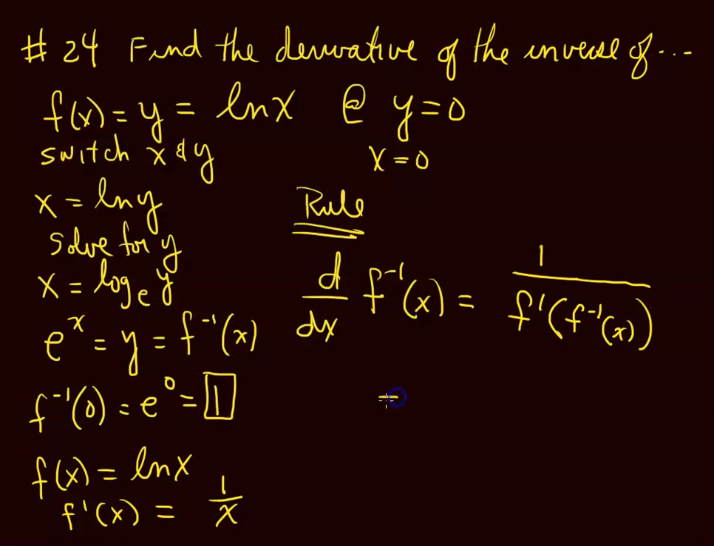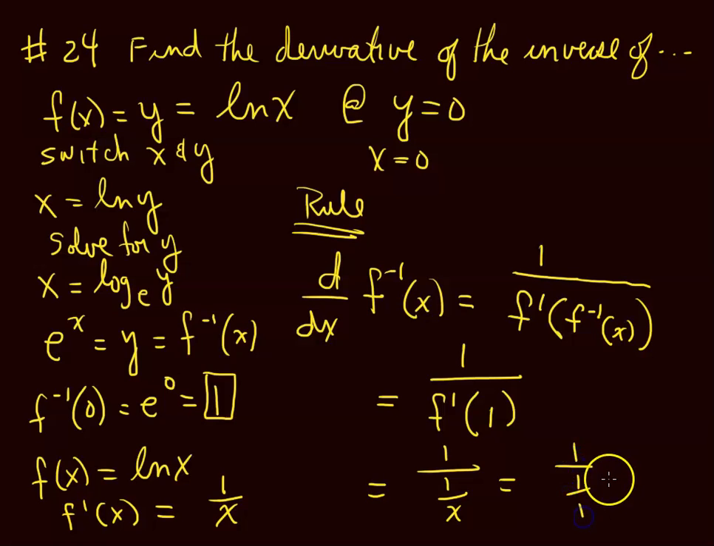So, in our case, it's 1 over the derivative of f at the inverse of 0, which we said was just that 1 here. And the derivative of f is 1 over x. So this is 1 over x here, but we have to evaluate that at 1, so it's 1 over 1 over 1, or just 1 when you're all done.